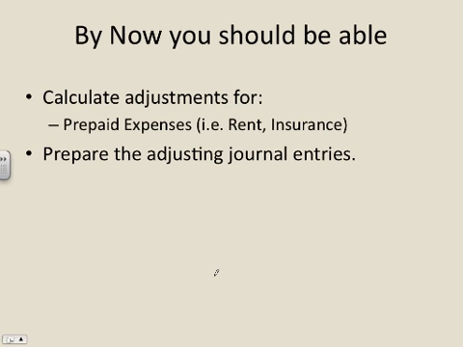Okay, so by now you should be able to calculate adjustments for prepaid expenses, which are assets, remember. Things like prepaid rent and prepaid insurance. The things that are important for you to remember here are how much was the premium, how much did it cost, and how long did you use it for? Because that's what you want. How much did you use? When you do adjustments, it's what did you use up? And prepare the journal entry for that.